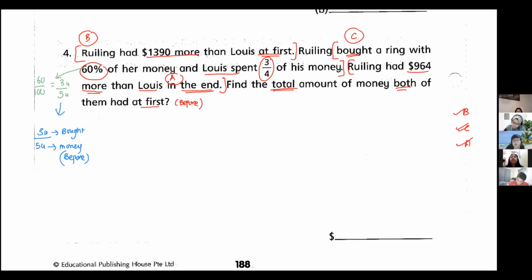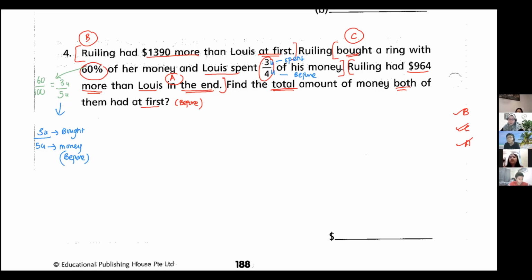Then what about the other fraction there? Louis spent 3 units, 4 units. This is the one that he spent. This is his total, or in other words, I would use before money. Okay, so I have all this information already. Now what do I do? I draw the table.